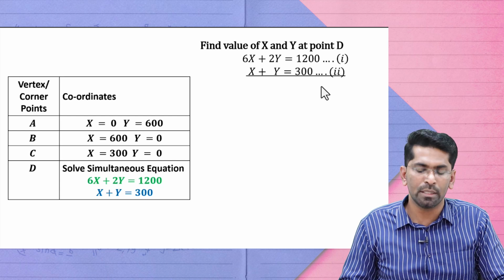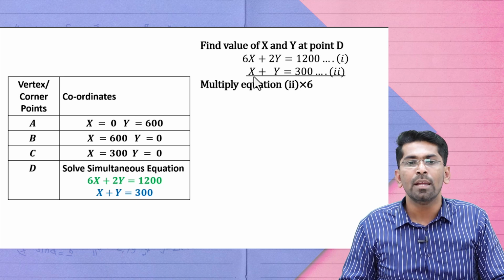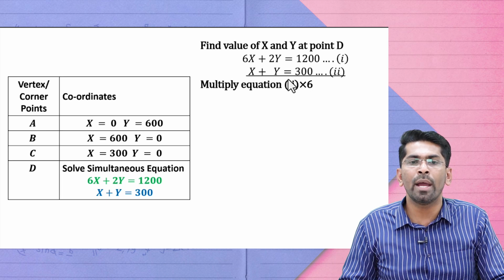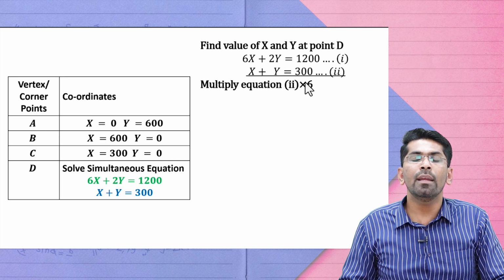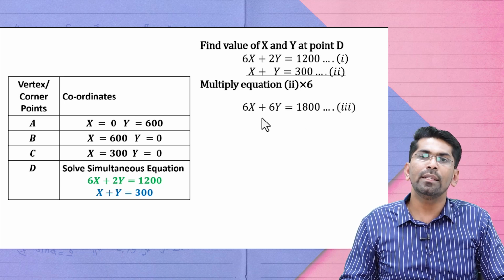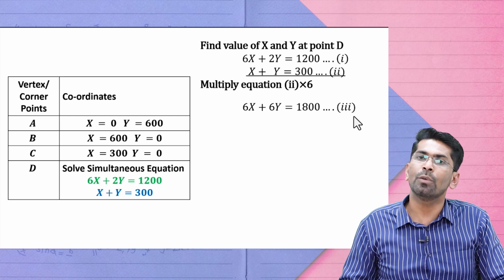I am going to use the elimination method here by multiplying the equation number 2 by 6 so that the coefficient of x can be the same and we can accordingly eliminate the variable x. So I am multiplying the equation number 2 by 6, then 6 into x which is 6x, 6 into y which is 6y is equal to 300 into 6 which is equal to 1800. So I am going to write here 6x plus 6y which is equal to 1800, which is considered as the equation number 3.